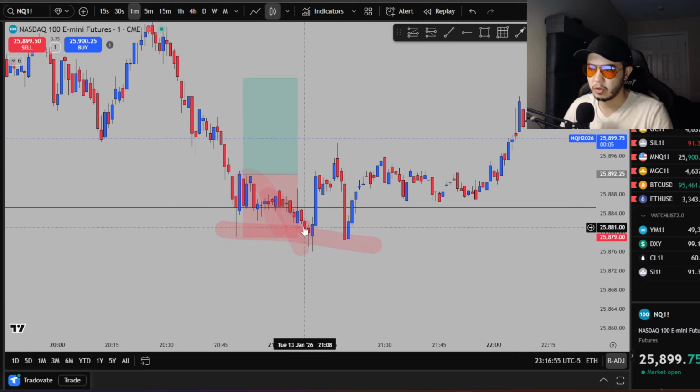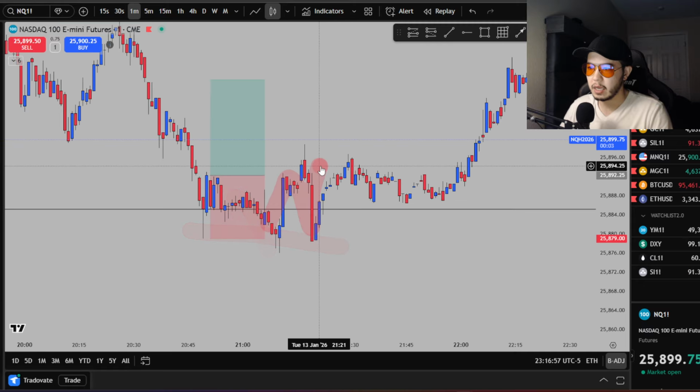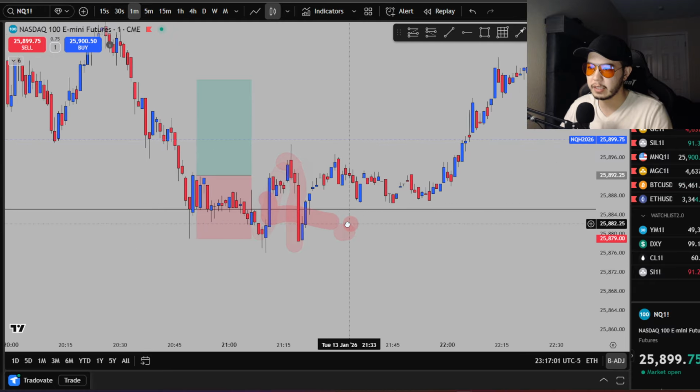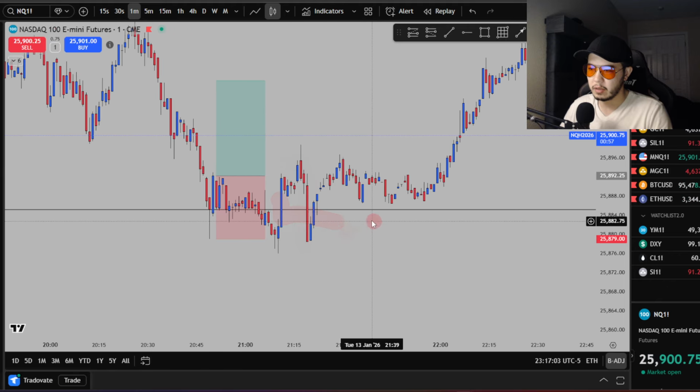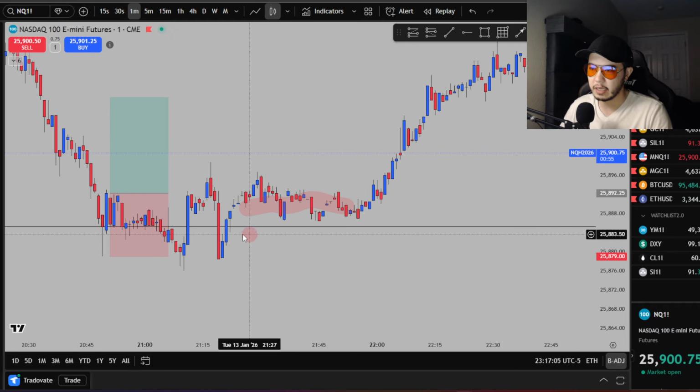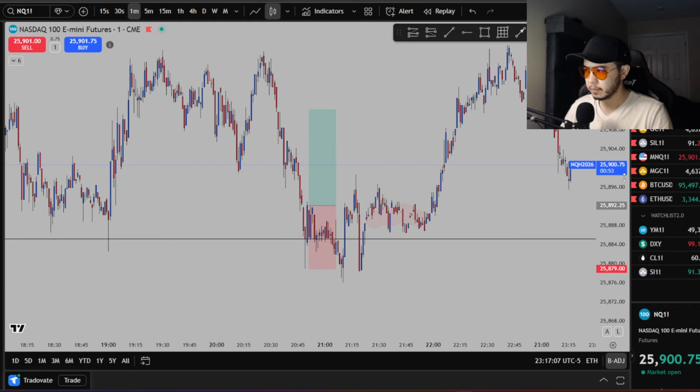So we just came and took us out. And then when it closed above it, closed below it, we inversed the gap. Once I saw the price action was extremely ugly, I just stayed away from it.